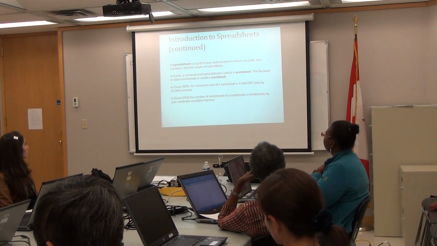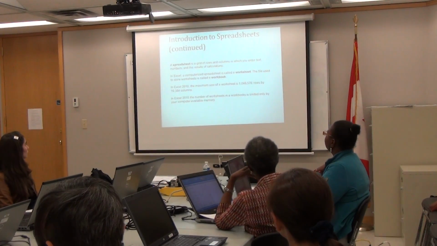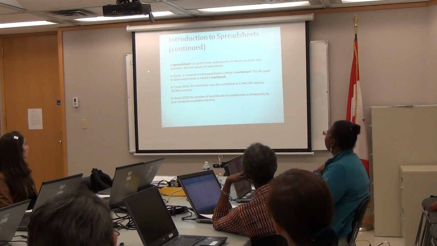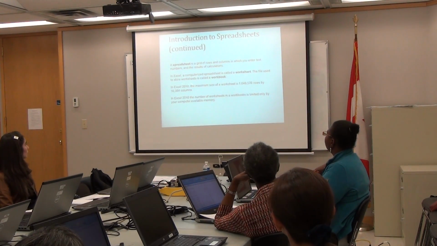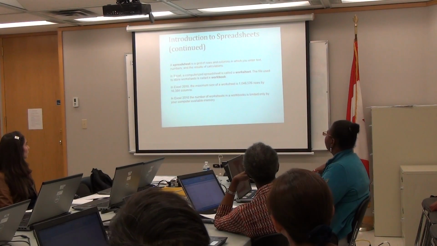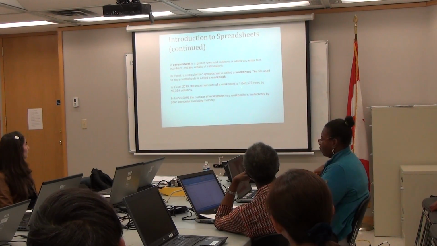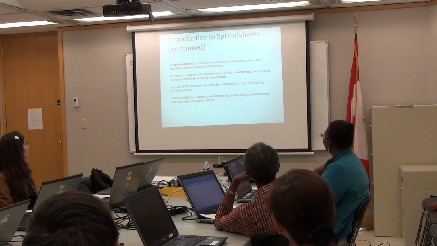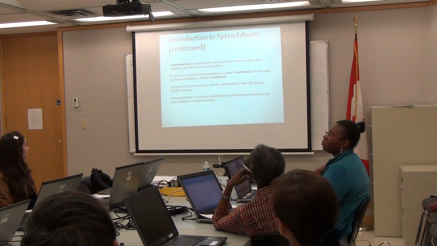So a spreadsheet basically is a grid of rows and columns that allows you to enter text and numbers and also allows you to store the results of calculations. The spreadsheet is called a worksheet, and the Excel file itself is called a workbook. In Excel 2010, the maximum size of a worksheet is 1,048,576 rows and 16,384 columns. This is the maximum that the worksheet can have.